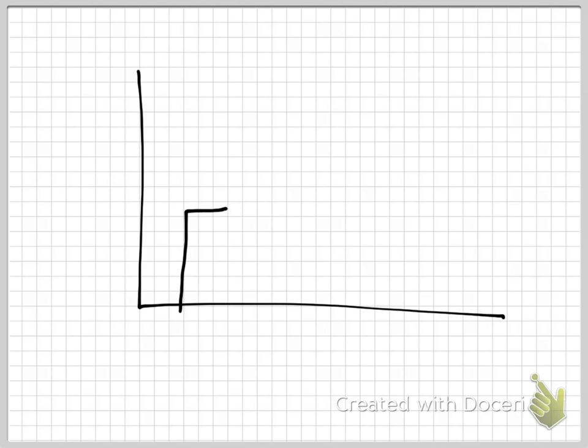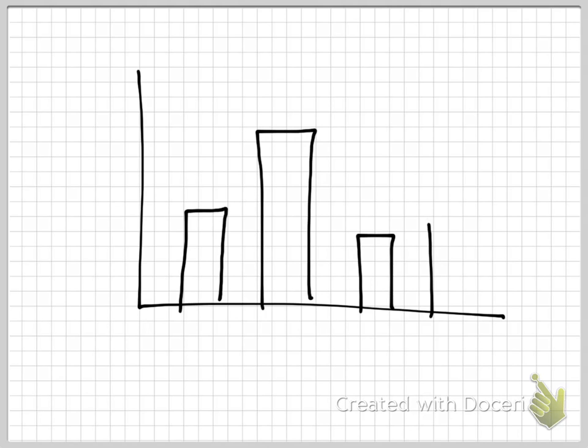A bar graph uses vertical or horizontal bars to show comparisons. It compares things. That's what a bar graph does. Okay? A lot of times a bar graph will look like this. They make bars. Does that make sense? That's what a bar graph is, they have bars that go up a certain height.